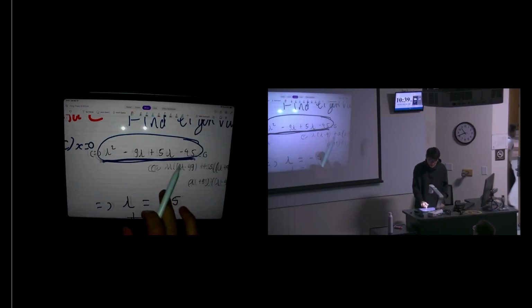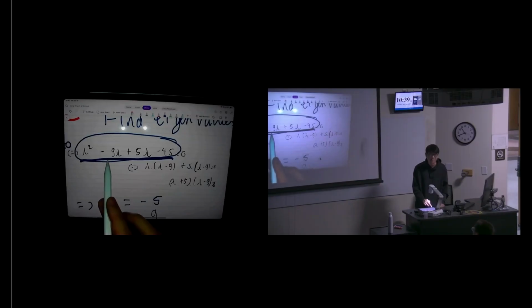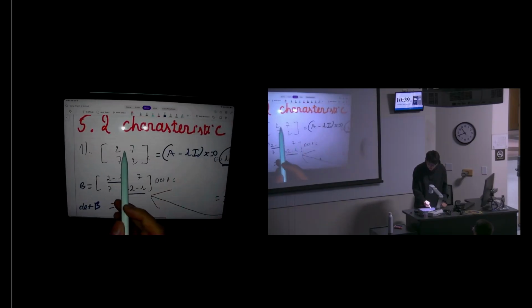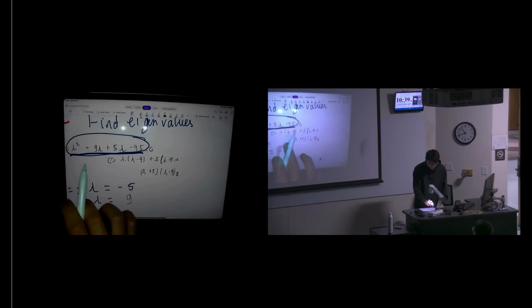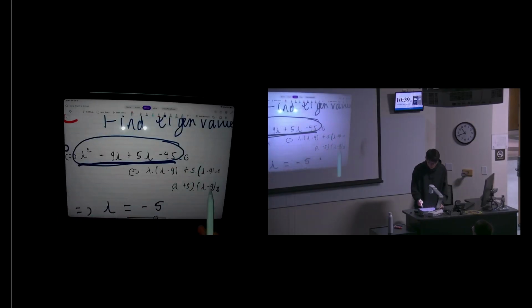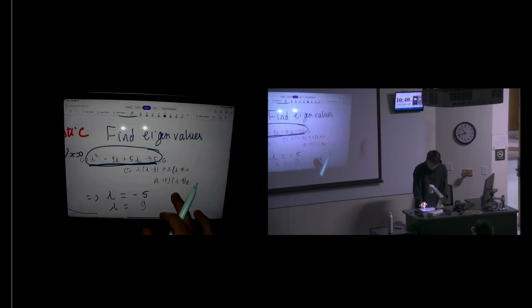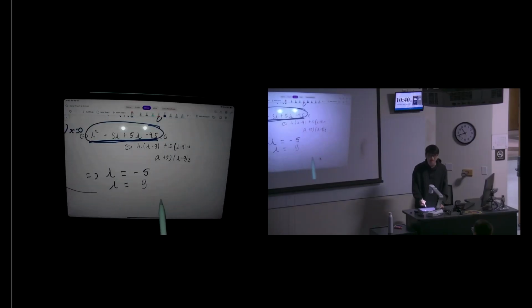And from here, you want to solve for lambda. The approach is you first subtract lambda from your matrix, and then you set the determinant of that equal to 0, and then you solve for lambda. For this question, I would get my lambda equal to negative 5 and 9.